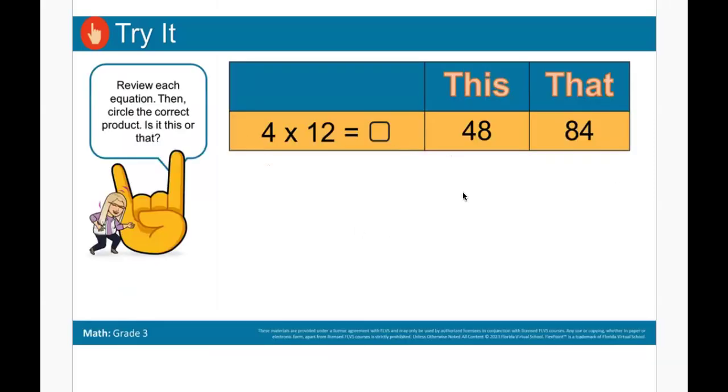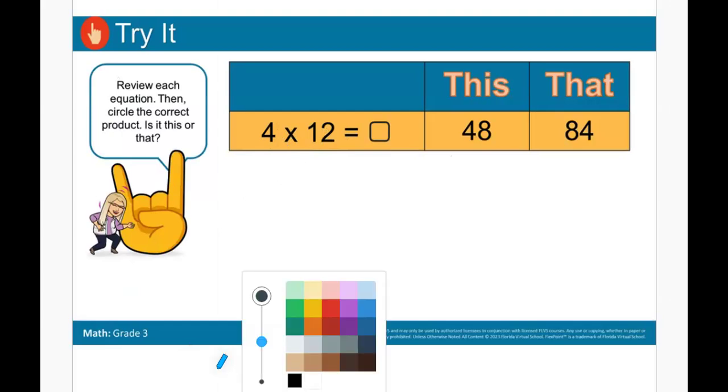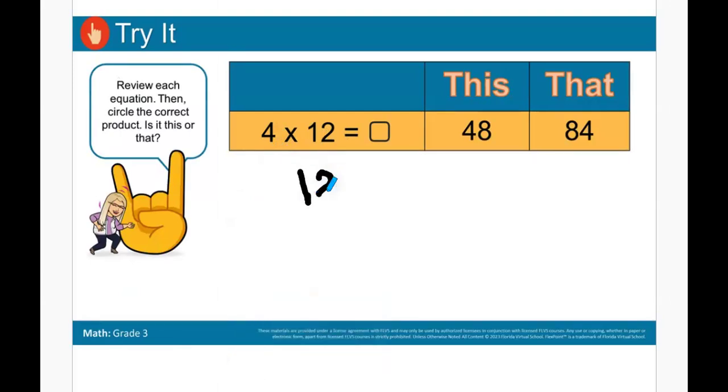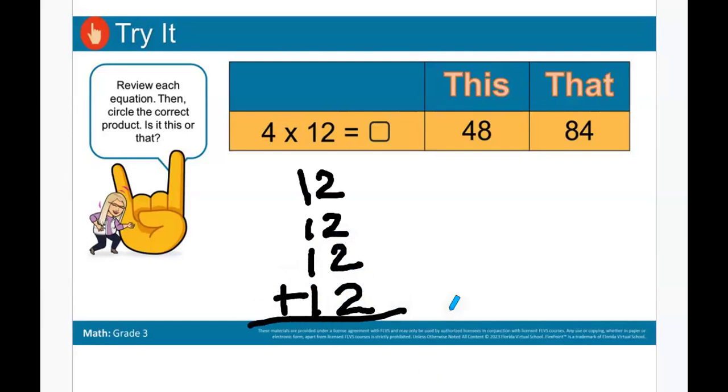All right, what? Whoa, okay. 4 groups of 12. Okay. I want you to pause the recording. Think of a strategy you want to use. Maybe you want to do a number line. Maybe you want to do bar model. Maybe you want to do repeated addition. Maybe you want to do equal groups. But I want you to pause the video, pick your strategy, and then restart it and check yourself.